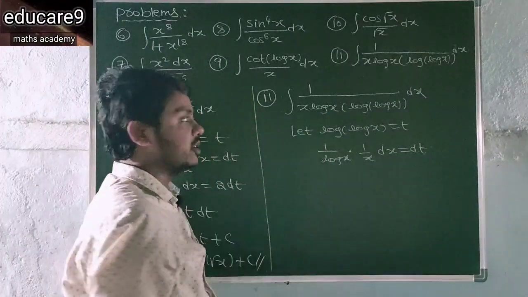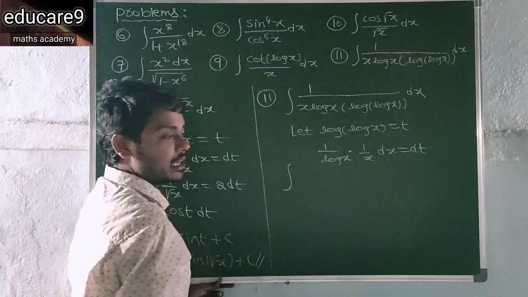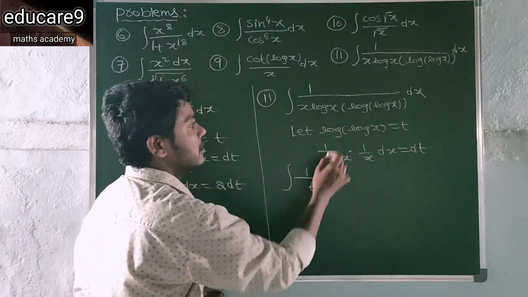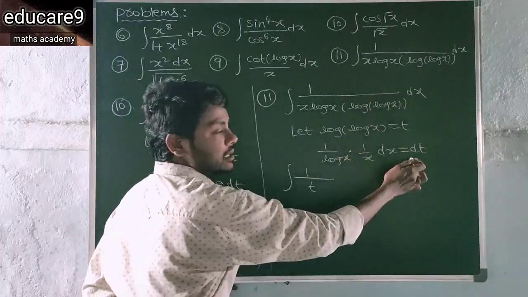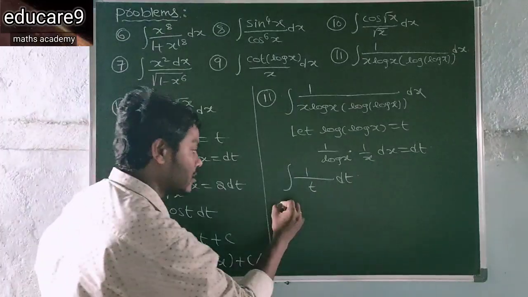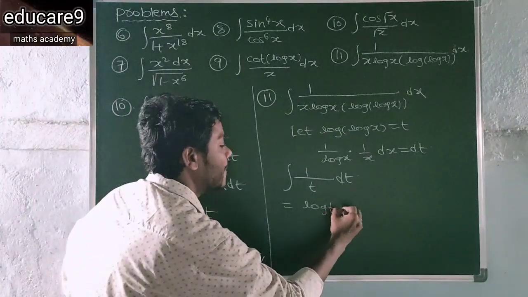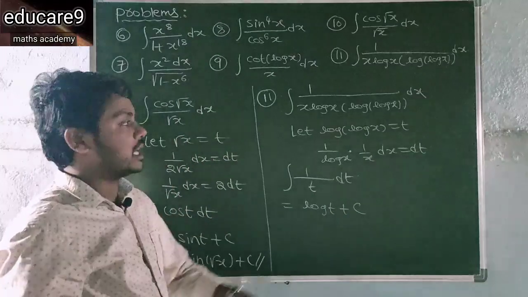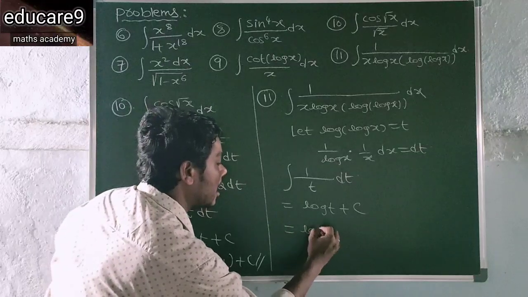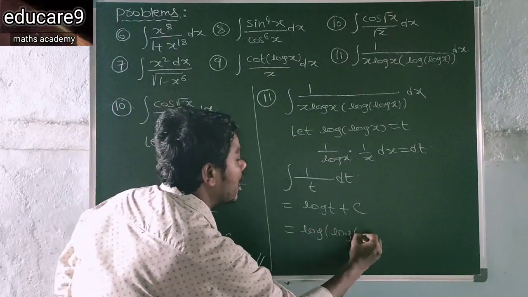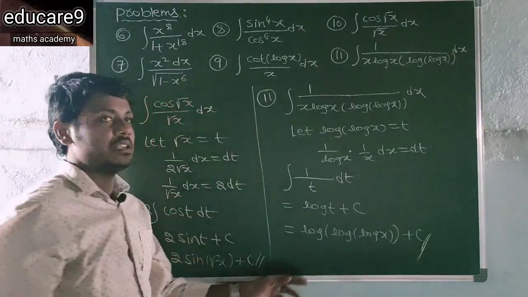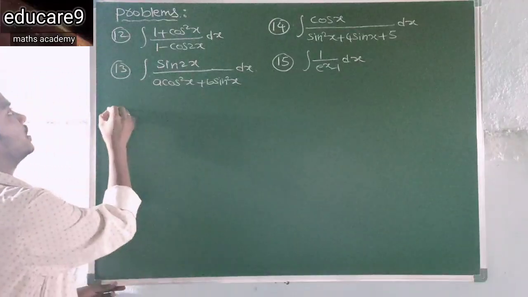Now substitute here, what you get? So therefore the given integral is 1 by log of log x, which is t, and 1 by x log x dx is dt. So what is the integration of 1 by t? That is log t plus c. But what is t? Log of log x. So substitute here. This is log of log x plus c. This is the required answer. So see the 12th one.